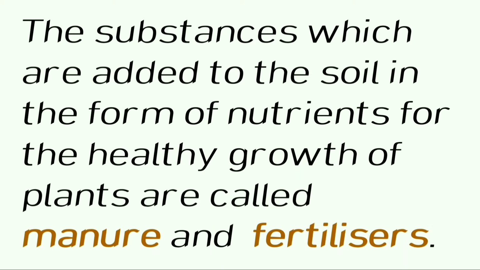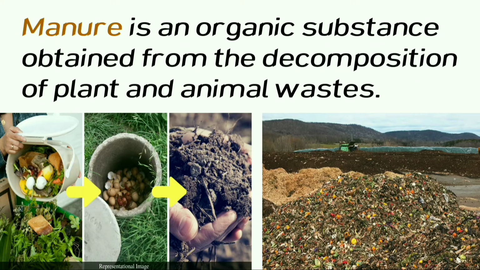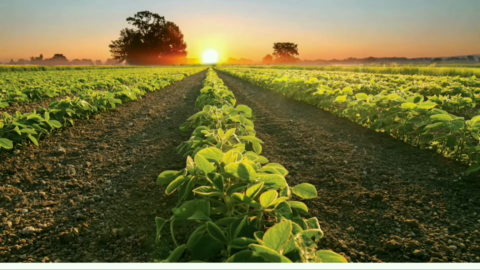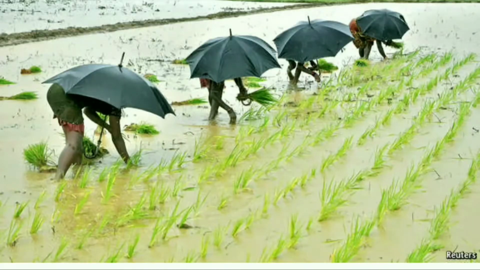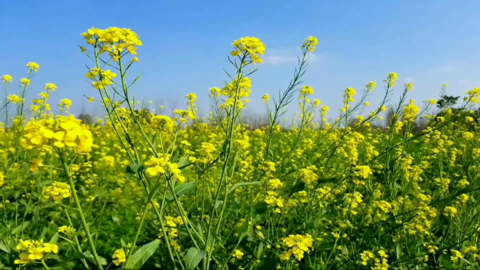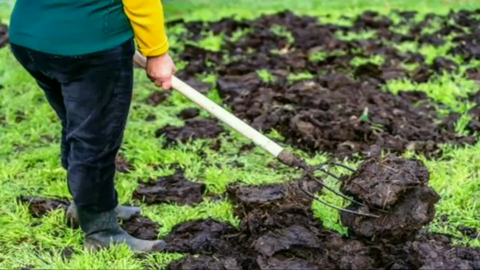The substances which are added to the soil in the form of nutrients for the healthy growth of plants are called manure and fertilizers. Manure is an organic substance obtained from the decomposition of plant and animal wastes. Continuous cultivation of crops in all the seasons on the same land makes the soil poor in nutrients. Therefore, farmers have to add manure to the fields to improve the quality of the soil.